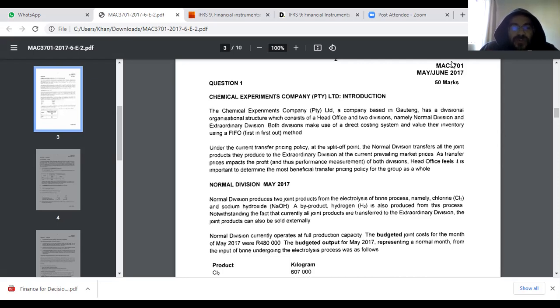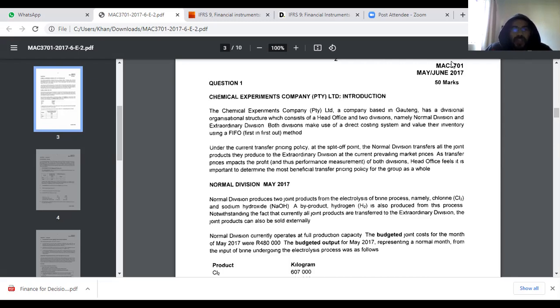Let's say under the current transfer pricing policy, at the split-off point, the normal division transfers all the joint products they produce to the extraordinary division at the current prevailing market prices. As transfer prices impacts the profit and thus performance management of both divisions, head office feels it is important to determine the most beneficial transfer pricing policy for the group as a whole. Okay, so there you can already see they are talking about transfer pricing. But we're not going to deal with transfer pricing. We are focused on joint and byproducts.